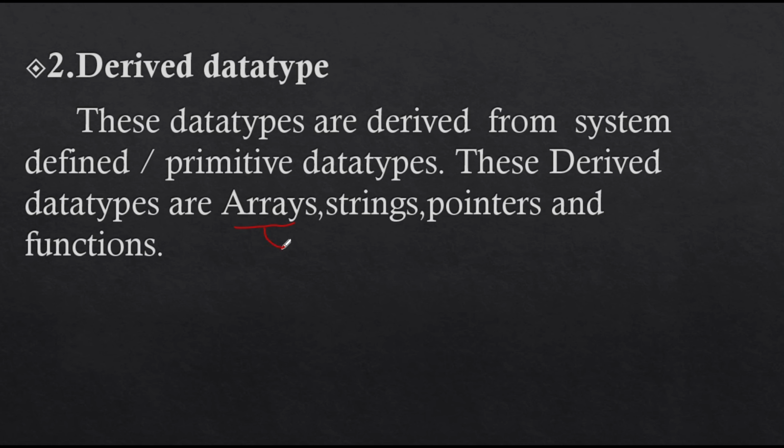What is an array? Array is a collection of data of the same data type. In a single variable, we can assign a number of elements. It can be any number, but we have to give a size to them so that it will give a specified memory size for that array. Next, strings, pointers, and functions. We'll be learning everything in detail in the further classes.